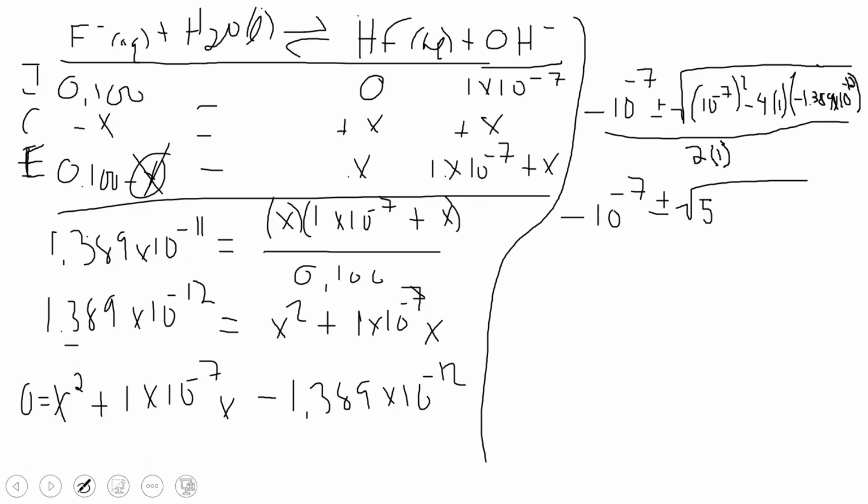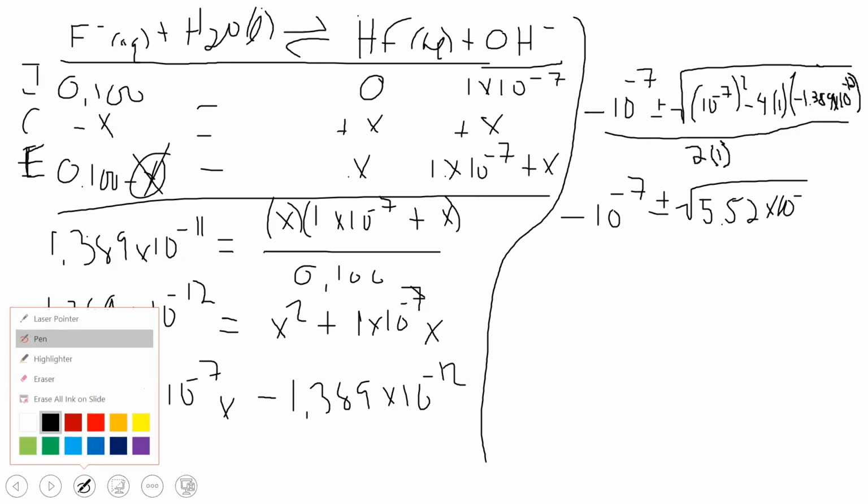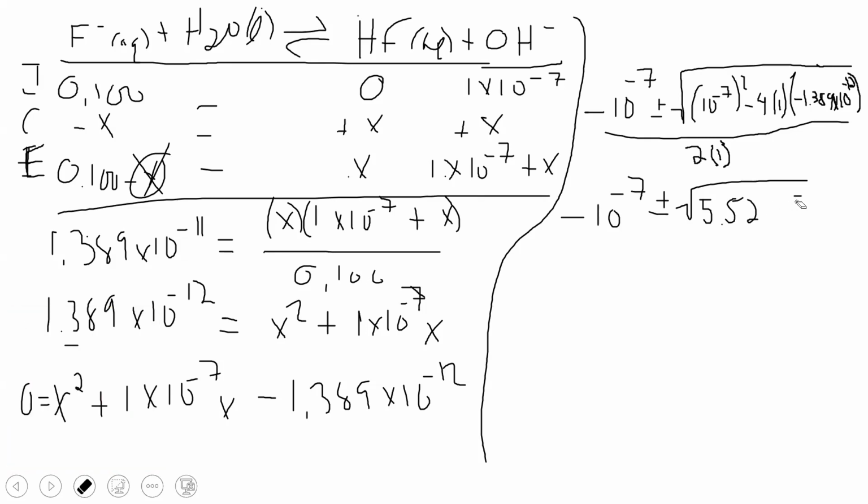So 5.52 times 10 to the, let's see, you have minus, something's off on there. Sorry guys, my calculation's off. Anybody have that answer right there? I think it's 5.53 times 10 to the minus 12. Okay, thank you. 5.53 times 10 to the minus 12. I was getting something unusually off on that.